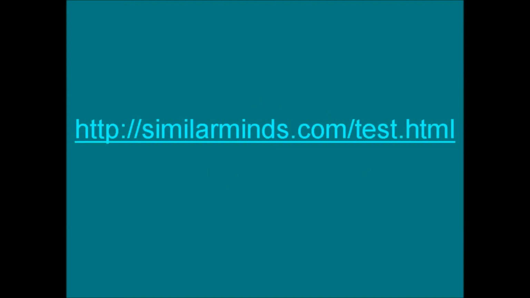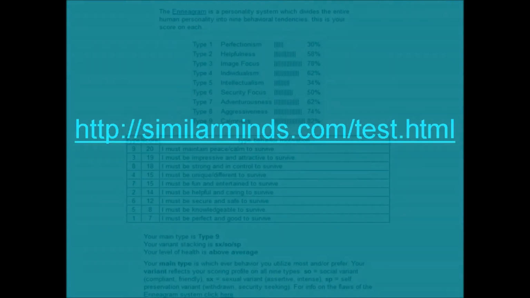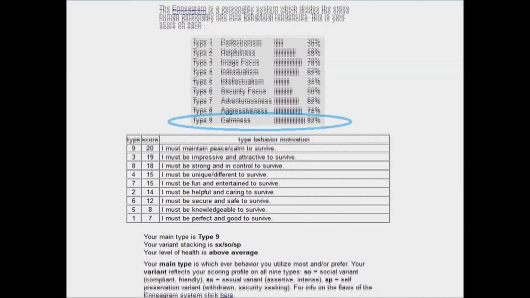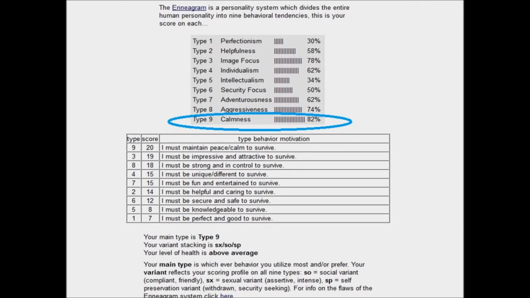Go to this website for a free test. At the end of the test, you will receive a results page that looks like this. The highest percentage is your dominant personality type. In this case, the number is the 9.